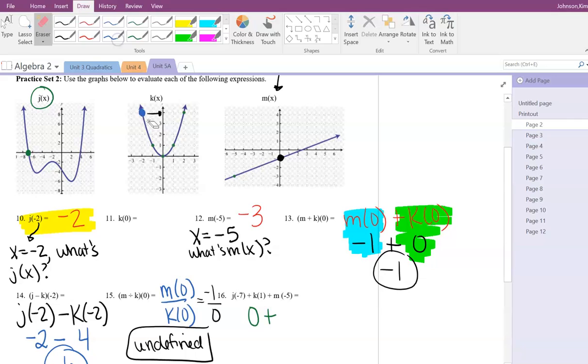Okay, now I want to go to my k function. I want to find k of 1. So I'm going to go to x is 1, scroll up to meet the graph. It looks like the output there, my y value at that point, happens to also be 1. And then m of -5, we already found m of -5 earlier, right? So m of -5 we had as -3. So this is plus -3. And so 0 plus 1 plus -3 gives me -2.